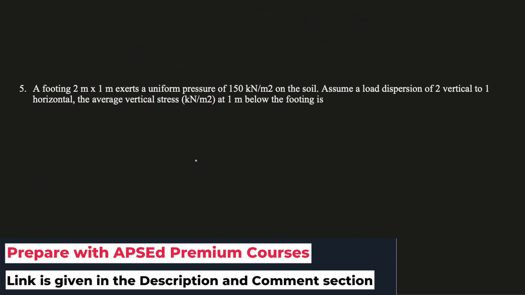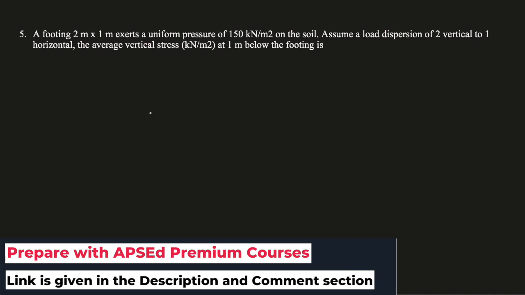Then let's move on to the next problem. Here it says a footing 2 meter by 1 meter exerts a uniform pressure of 150 kilonewton per meter square on the soil. Assume a load dispersion of 2 vertical to 1 horizontal. The average vertical stress at 1 meter below the footing is. So you can try to solve it first, then I'll tell the answer.